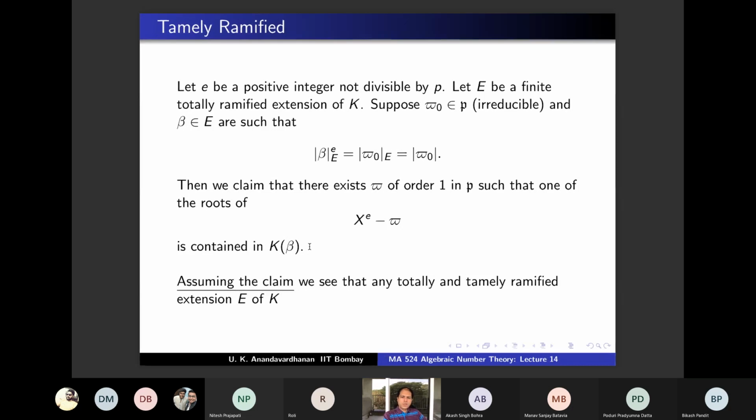And therefore we have proved that any totally and tamely ramified extension is generated by a generator pi E of P E, because pi E satisfies this polynomial. This is Eisenstein. So you will get a tamely totally ramified extension of degree E, and E is not divisible by P, and therefore it is also tamely ramified.